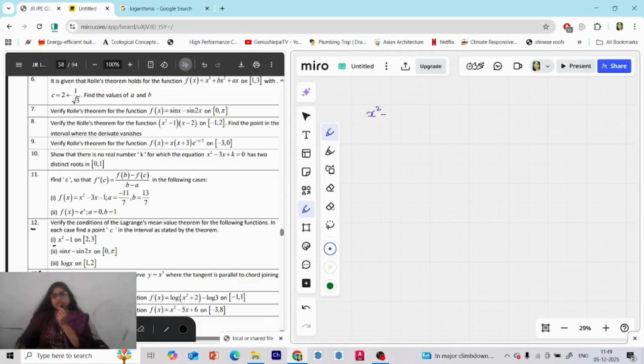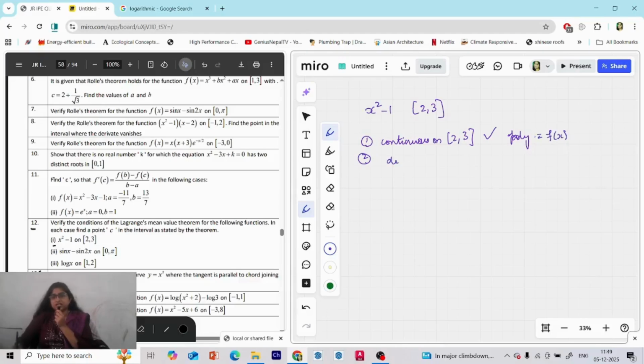So in this question, we have to verify Lagrange's theorem. The conditions for Lagrange's theorem are the same as Rolle's. The first two are the same. First, it should be continuous. The given function should be continuous on the interval 2 comma 3. Is it continuous? Yes. Why? Because it's a polynomial function.